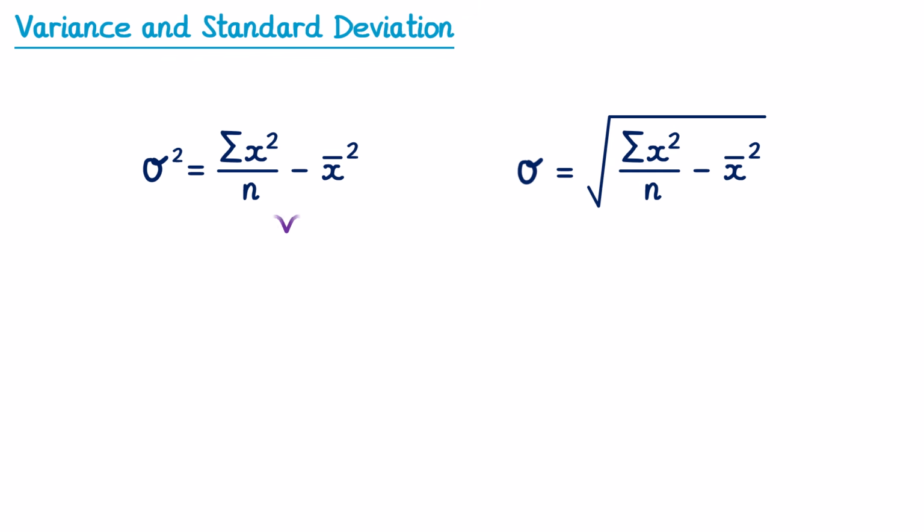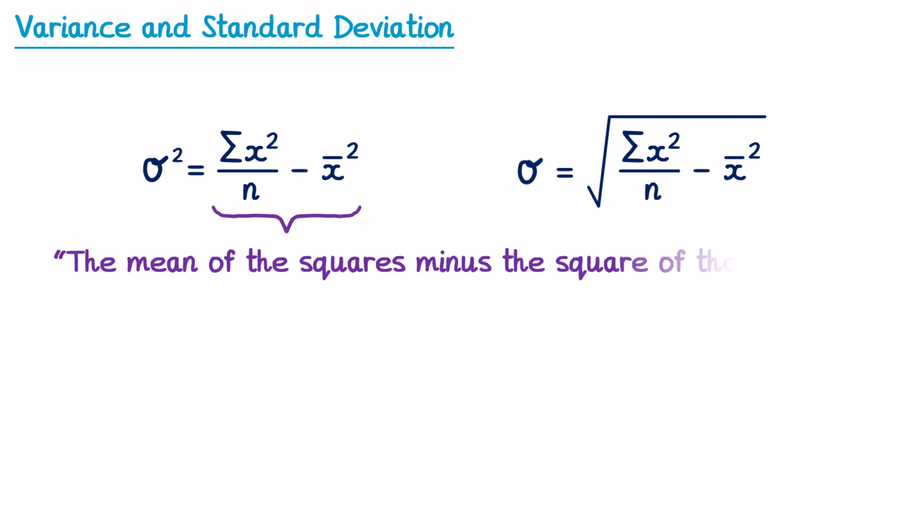A helpful way of remembering this formula is to say the mean of the squares minus the square of the mean. That's because this part here is the mean of the squares, because we add up all of the squares and then divide them by how many there are, and this is quite literally the square of the mean, the square of x bar.